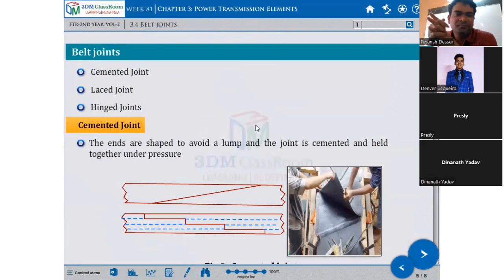Cemented joints, lace joint, and hinge joint. This is the way of joining a belt. The belt is a long loop around the joint. We require to join the belts via the cemented joint, lace joint, and hinge joint. These are different types of belt joints.